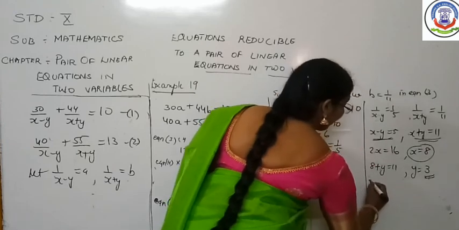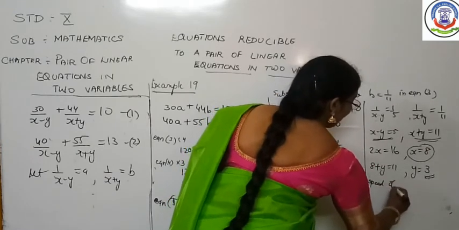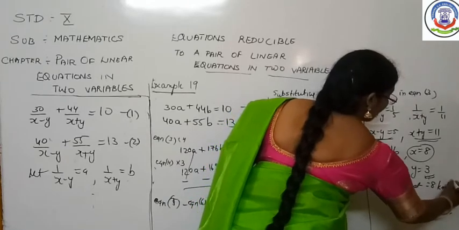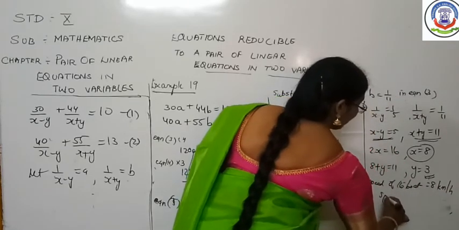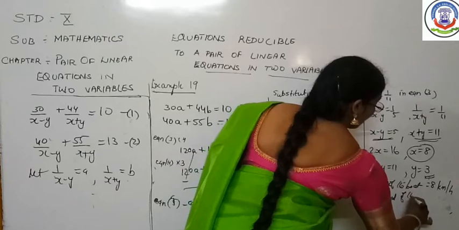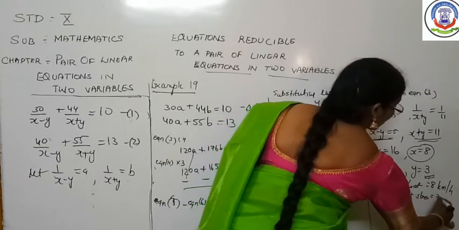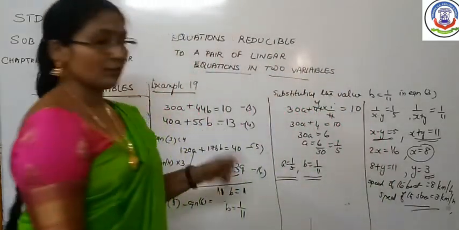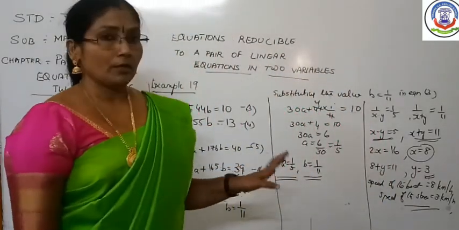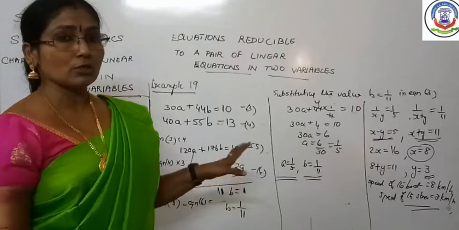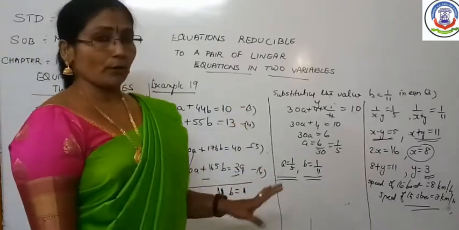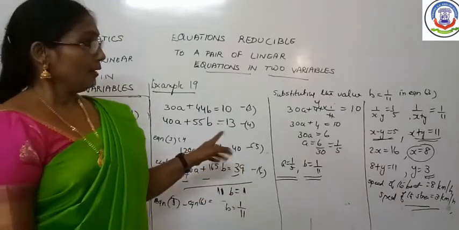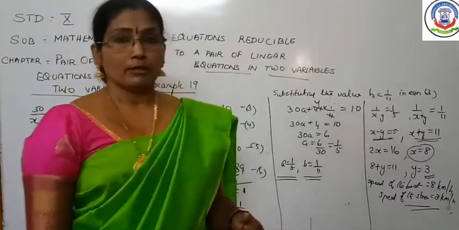Now what do you do? Write that. Therefore, speed of the boat is equal to how much? 8 kilometer per hour. And speed of the stream is equal to how much? 3 kilometer per hour. That is the final answer: speed of the boat and speed of the stream. Now I think you have understood this question very clearly. This is a very important question. You have to do it in your notebook also, on the examples. Now let us move to the other sum.